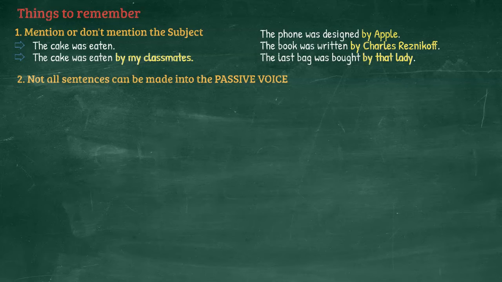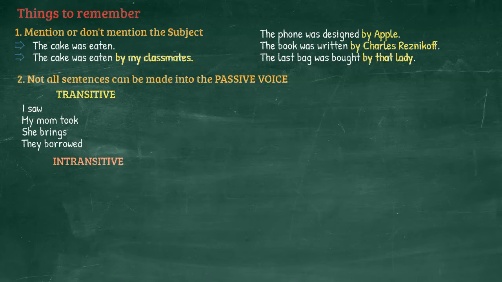Not all sentences can be made into the passive voice. This is because of something called transitive and intransitive verbs. Transitive verbs are verbs that need an object in the sentence. For example, we cannot just say, "I saw," "my mom took," "she brings," "they borrow." These sentences don't make sense because there are no objects in the sentence.